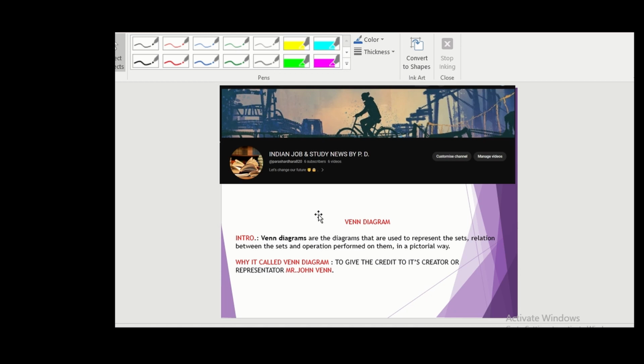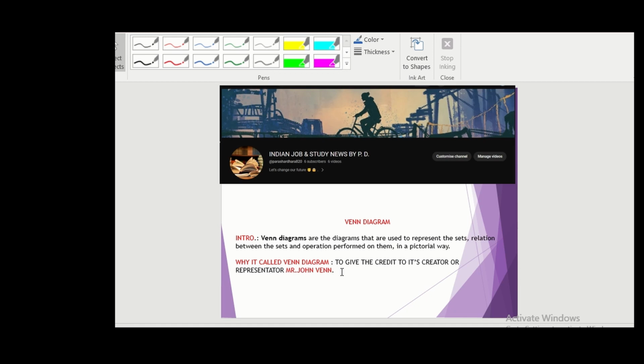By the way, our topic is Venn diagram. So what is a Venn diagram? A Venn diagram is a type of shape, any type of shape. It depends on you, but every piece or every shape represents some type of matter or subject. If we read the introduction, Venn diagrams are diagrams that are used to represent sets, relations between the sets, and operations performed on them in a pictorial way. Operations performed means we can make lots of subtypes of discussion or categorize. You will get it when we check the examples.